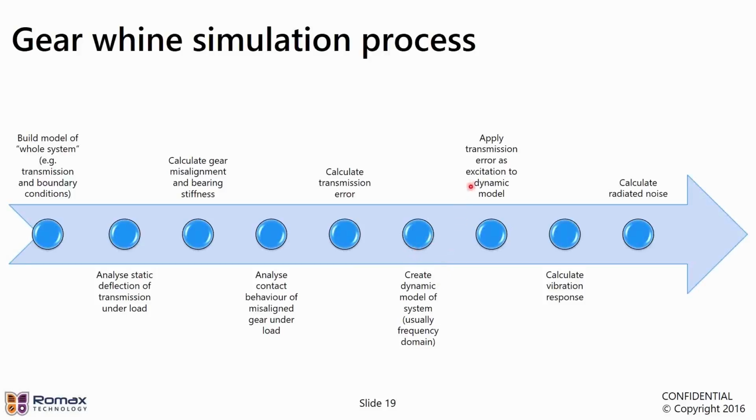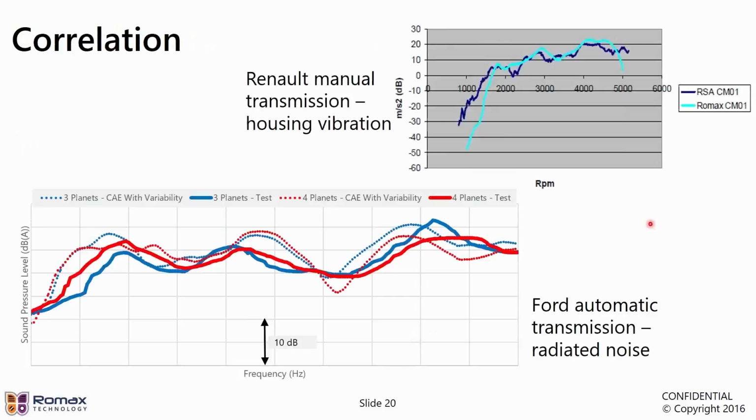Once we have that model, we can apply our transmission error in the form of an excitation to that model, and from that we calculate the vibration response, and ultimately we can then calculate radiated noise from the vibration response. Obviously this needs to be accurate to work, and I've just put two examples here on the screen demonstrating that this process does actually give correlation to tests. These are two examples from our customers. We have many more examples than this, but typically customers don't allow us to show them, but these two have been published in papers. The one on the top here with Renault, and you can see a good correlation here.